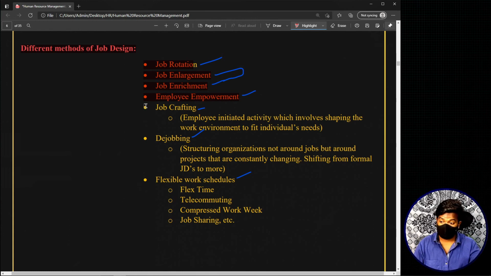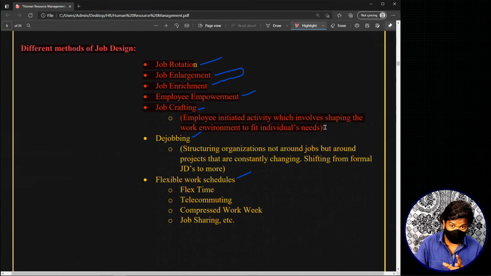So the next method in the methods of job design is job crafting. Now what do you mean by job crafting? See, employee initiated activity, remember this in mind, this is a kind of different method when compared to each and every other method. Employee initiated activity or employee initiated method which involves shaping the working environment to fit individuals' needs. Now, what do you mean by this?